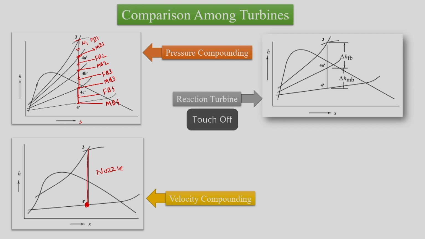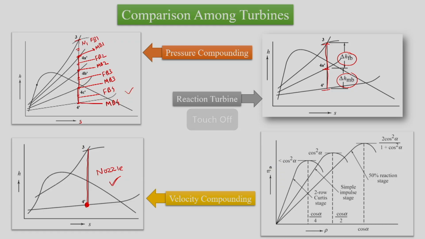In case of reaction turbine, we have 1 stage reaction turbine, we have 3 to 4 A dash as the enthalpy drop in the fixed blade and then this is the enthalpy drop in the moving blade. So, this diagram is exclusively for a single stage reaction turbine. This is for multiple stage or single stage velocity compounding and this is for the multi-stage impulse turbine which is pressure compounding. And then this diagram is the same for the single stage impulse turbine which is pressure compounding. Having said this, now we can compare the efficiency and rho formula.